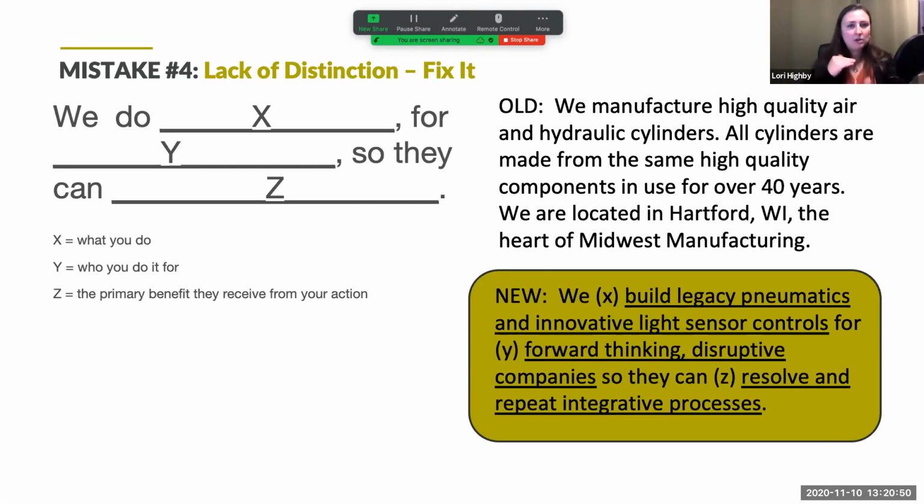So we changed it to, we build legacy pneumatics and innovative light sensor controls for forward-thinking disruptive companies so they can resolve and repeat integrative processes. Now, if you read these, you would not know that this is the same company by any means.